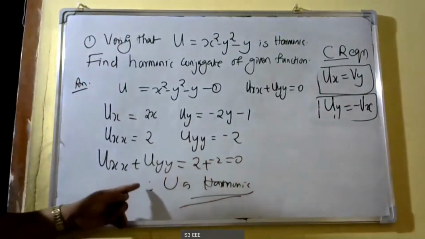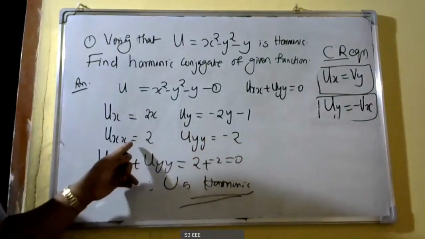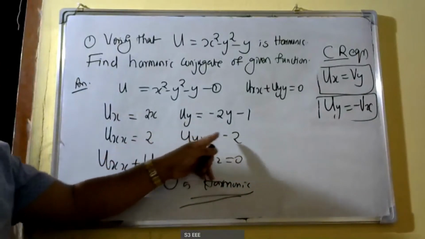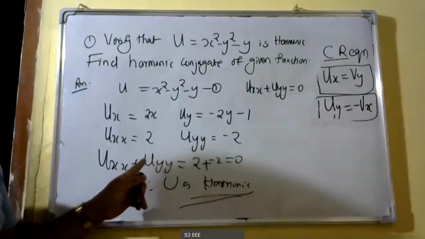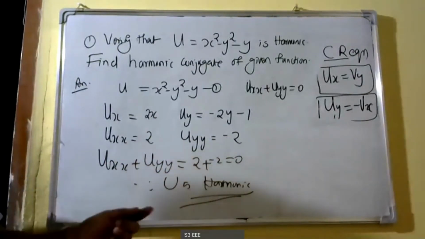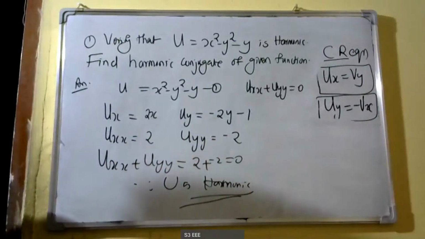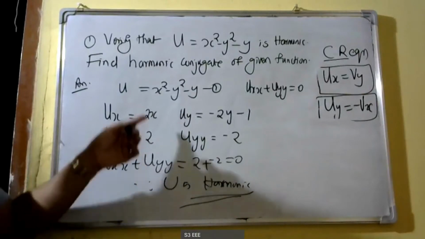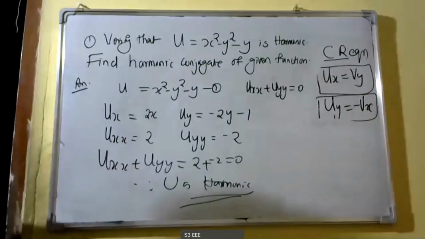We showed that u is harmonic. Here uxx is equal to 2, uyy is equal to minus 2. Adding uxx plus uyy, we get 2 plus minus 2, that is equal to 0. Therefore, the given function is harmonic. Next, you have to find out its harmonic conjugate, that is, you have to find out the value of v.